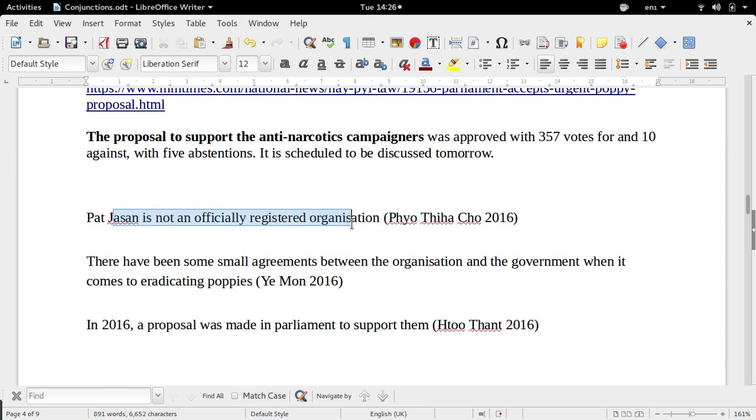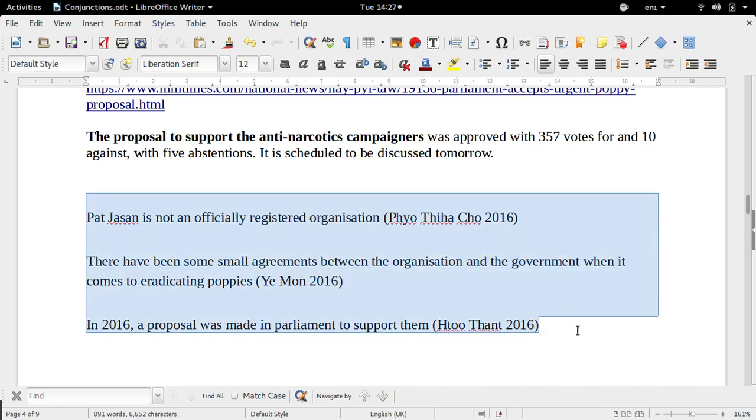So I've got these three different facts here. We know that Pakistan is not officially registered, at least I don't think it is. This was written in 2016, so I might want to check if it now is, in 2018. I don't think they're registered now, but I would have to check. I've also found there have been some small agreements between the organisation and the government, and that in 2016 a proposal was made in Parliament to support them. So we've got these three facts.